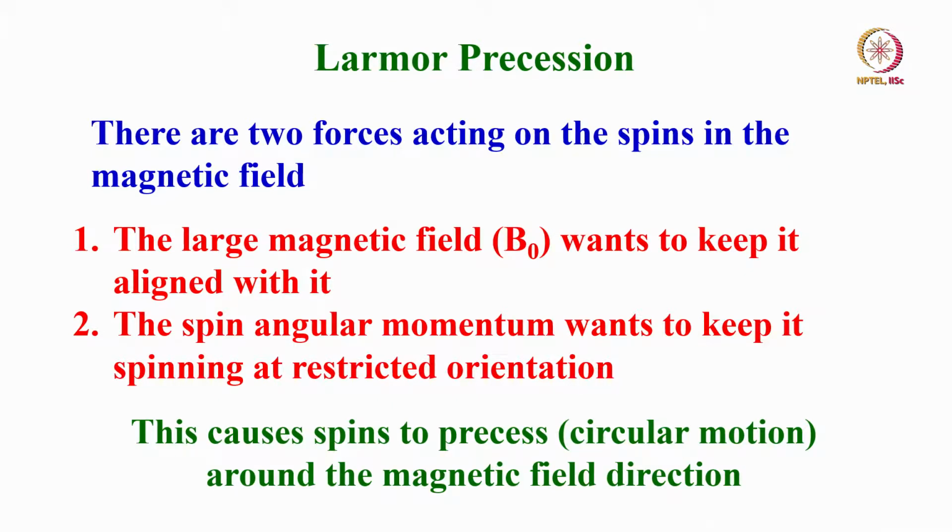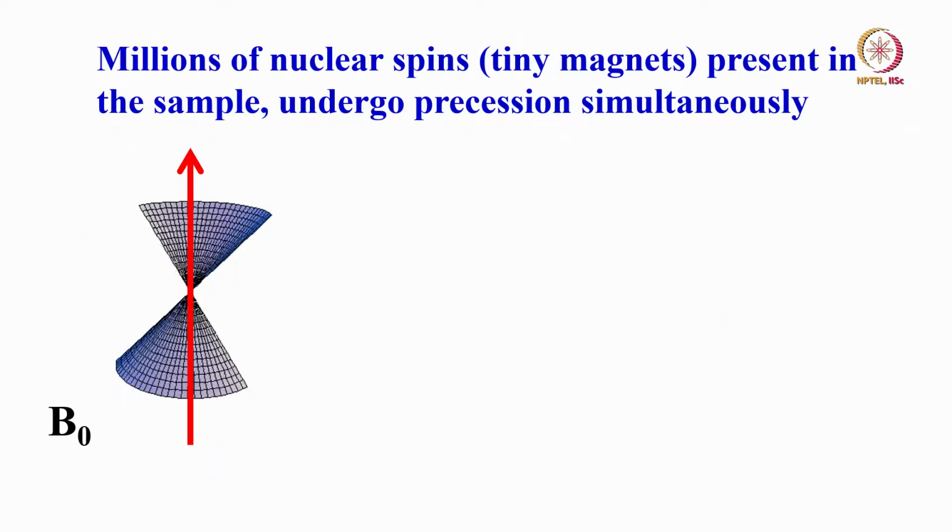And what will happen? Because of this, there exists a sort of torque. It's a tug of war between the spins. Then what happens? The spins will start undergoing precession. It's called precession, circular motion around the magnetic field direction. This is the magnetic field. It starts going around the direction of the magnetic field, undergoing precession like this. This is called Larmor precession. Okay, so this is how it happens.